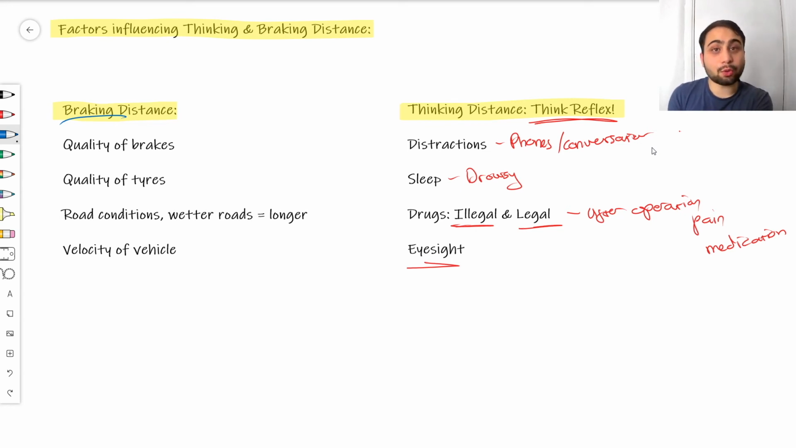Our first one is quality of brakes. That makes sense, right? If you have very old, worn out brakes, they're going to take much longer to actually stop your car. Next is quality of tires. Same thing. If you have old, worn out tires, they're going to drift. You're going to skid. Your braking distance is going to be even longer. Next one is road conditions.